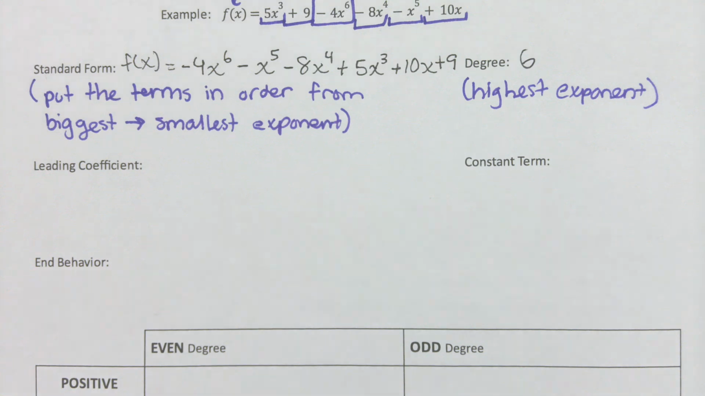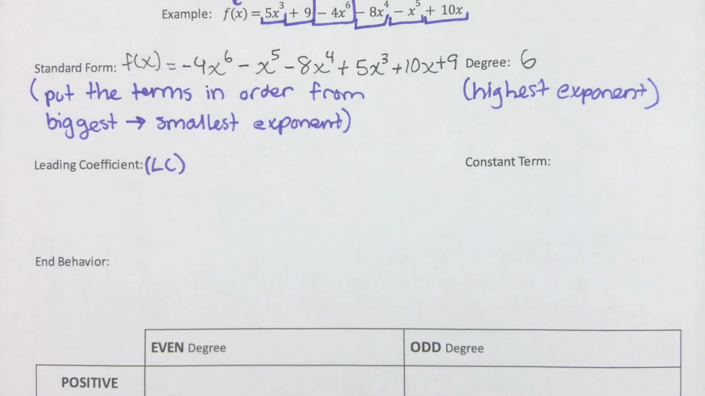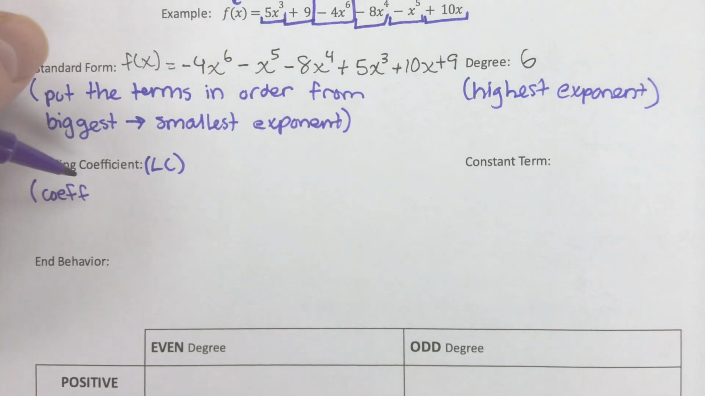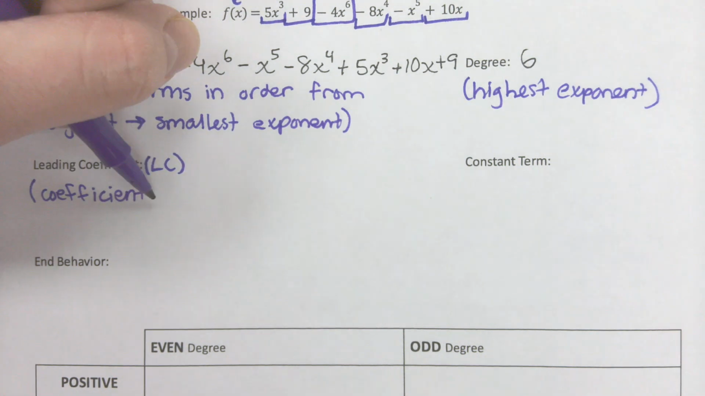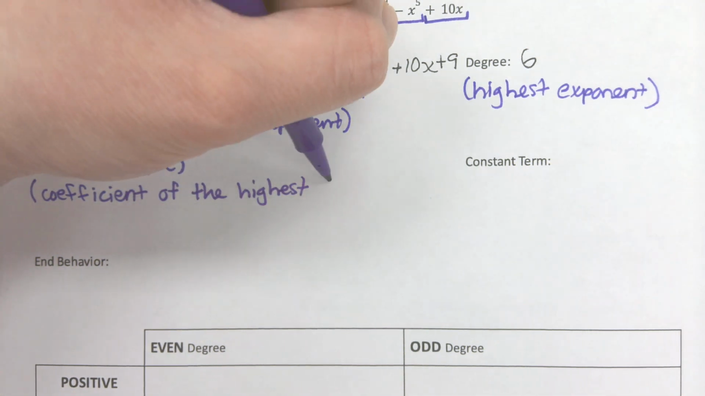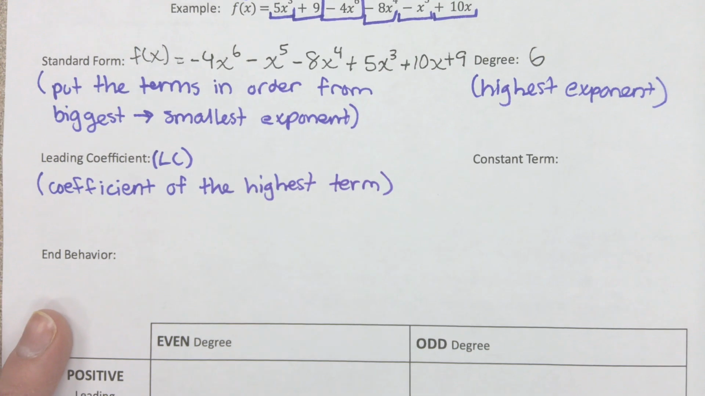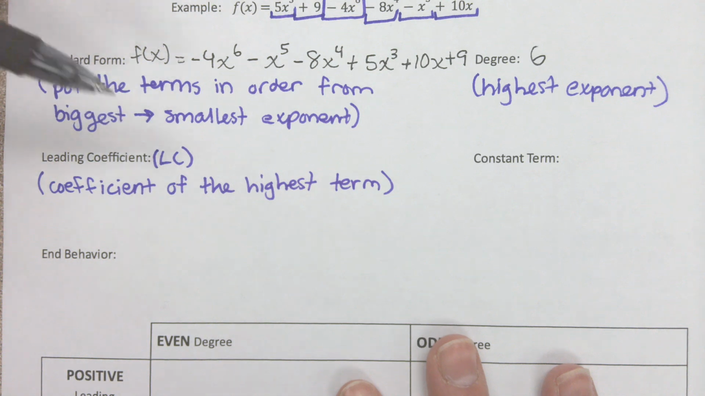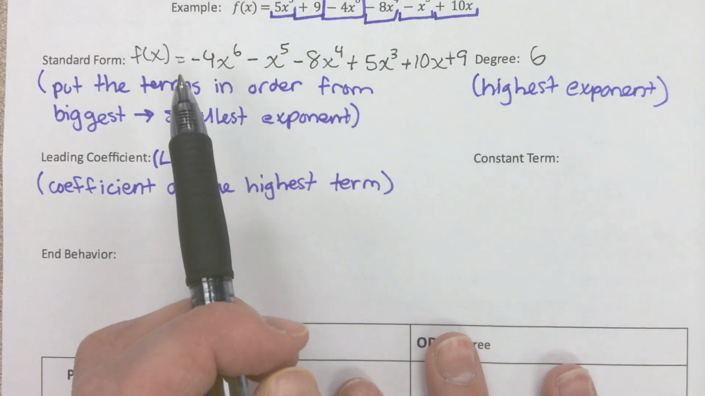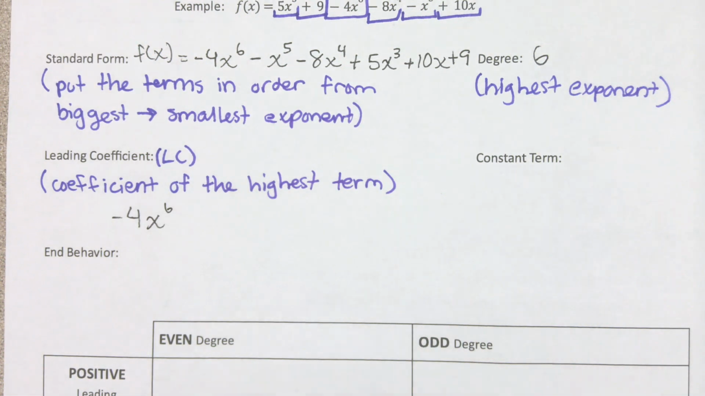Leading coefficient, again, this is why we put the terms in order. First off, we often refer to this as the LC. So if you see that, that's leading coefficient. And that's the coefficient of the highest term. Leading as in the front. If this is in standard form, then it's just that first term. Negative 4x to the 6th, that's the highest term.